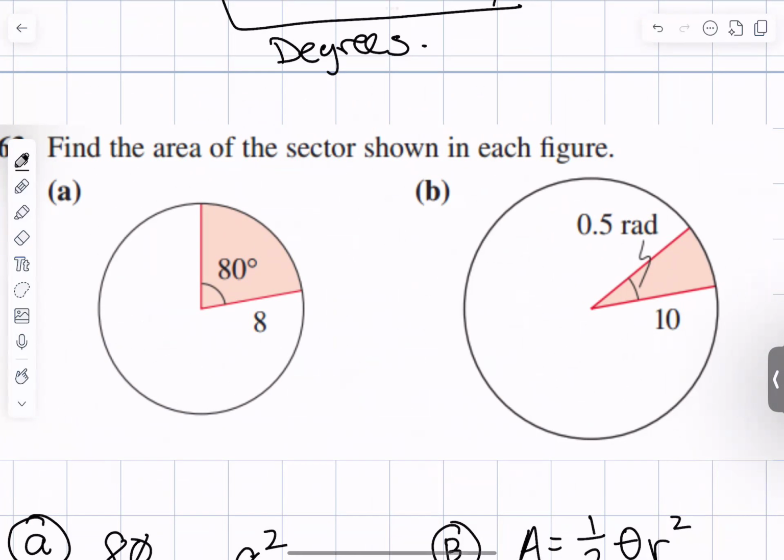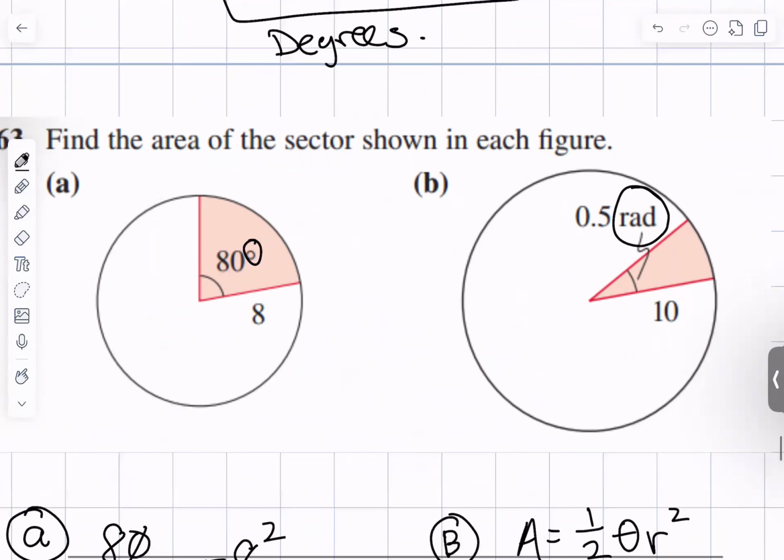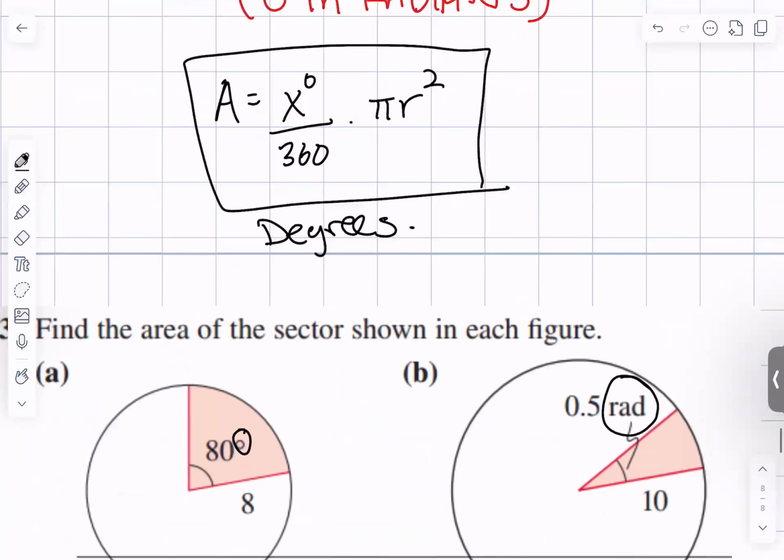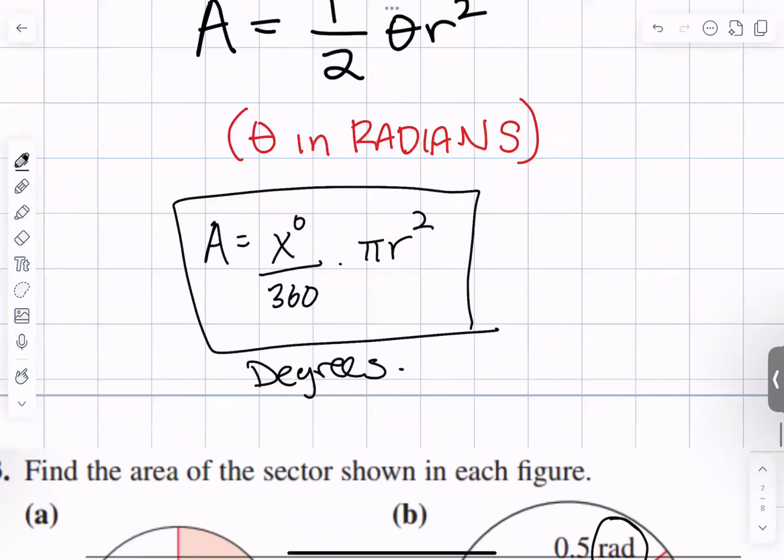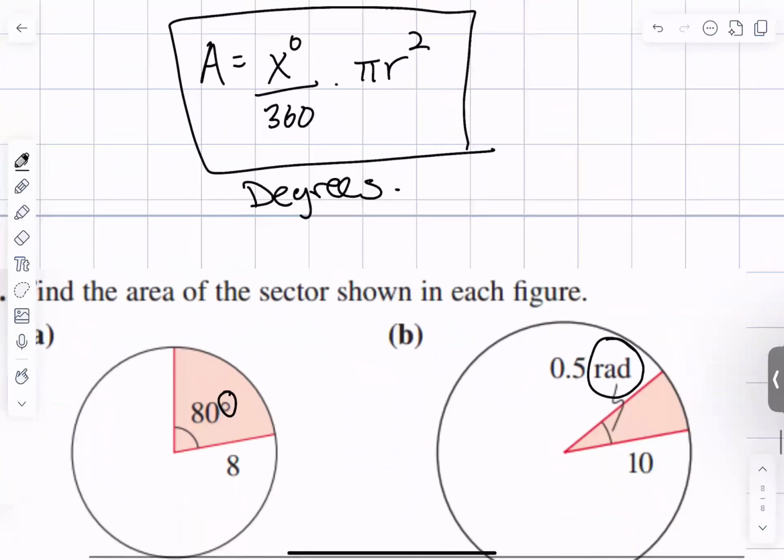Yeah, so this one's in radians. This one's in degrees. So we used basically the formula for degrees or for radians. You can use either or.